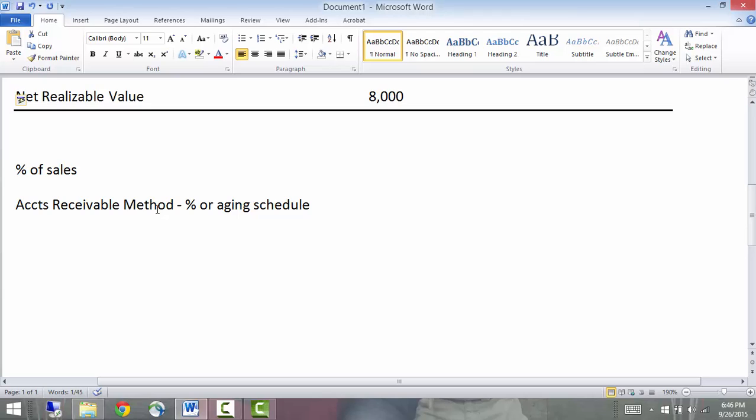There's 10,500 that's 1 to 30 days past due, 3,000 and something that's 30 to 60 days past due, 2,700 that are up to 90 days past due, and then 1,400 of our accounts receivable are over 90 days past due. This is an aging schedule.